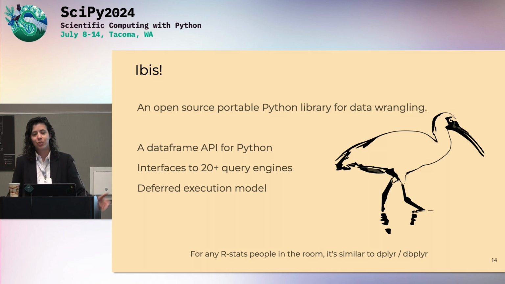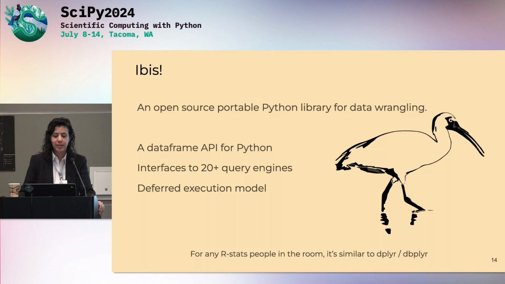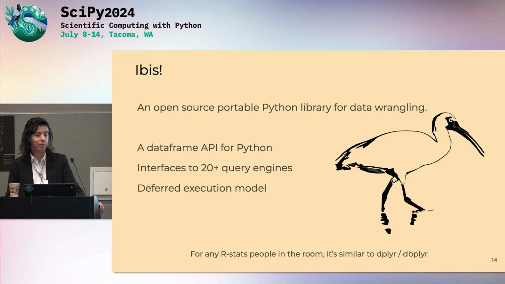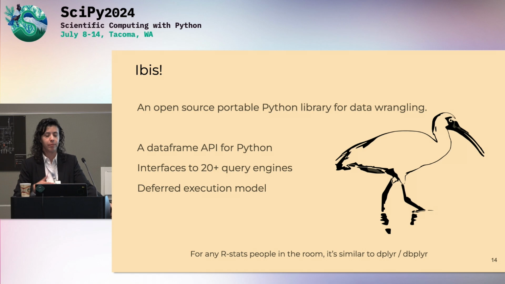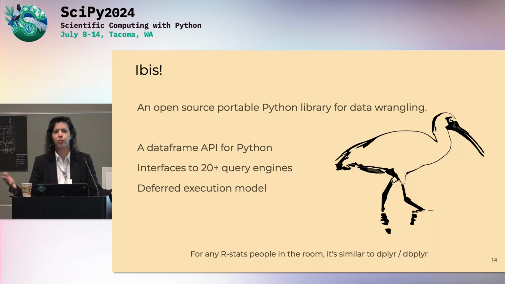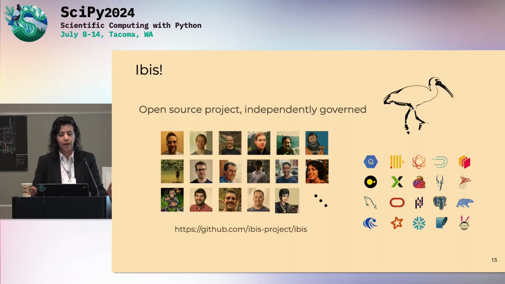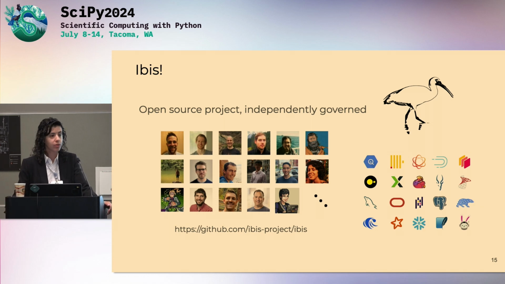So that's where Ibis comes from. Ibis is an open source, portable library for data wrangling. It has an interface with 20 plus backends, most of them SQL backends, but also backends like pandas and Polars. And it has this thing called the deferred execution model. I'm not going to get too much into it, but the important thing is Ibis is open source, it's independently governed. There are all these beautiful people working on it, and even more people working on it that don't fit on the screen.